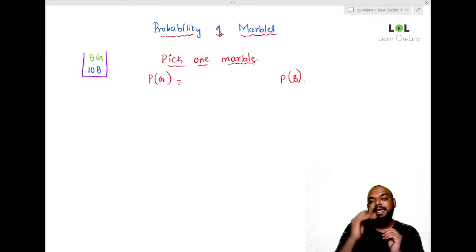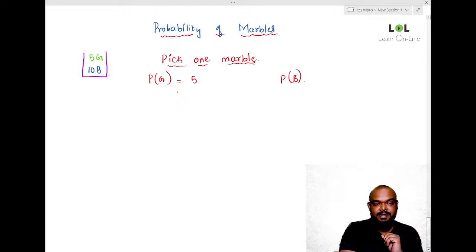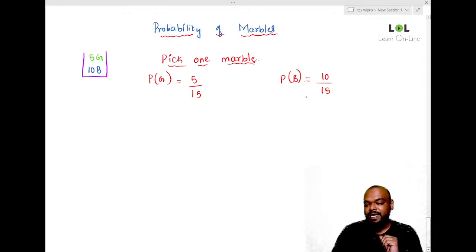What is probability? Number of favorable cases divided by total number of cases. What are our favorable cases here in the first question? Green. We need green. How many green are there? 5. All are favorable cases, divided by total cases. How many? 5 plus 10, 15. In the second case, the favorable cases are 10 because blue marbles are 10. Total cases will be 15. So 5 by 15 and 10 by 15. Am I clear with this question?